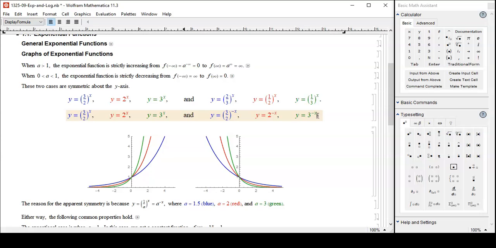Actually, they are related like this. Reciprocals, so make those into negative x power, negative x power, negative x power. Now we have the same base, and x is becoming negative x. So it's a flipping with respect to the y-axis.